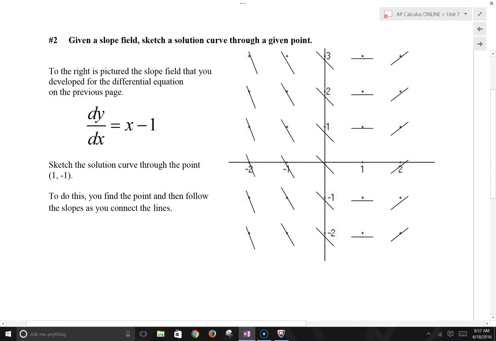So here's the slope field for the differential equation, x minus 1. Since this is linear, the solutions are going to be parabolas. So we can kind of see that in here. What we're going to do is first start with the point we're given, 1, negative 1, which is right here. So at this point, we have the vertex of the parabola, and obviously it's facing up because you can see all the slopes are giving us that direction.